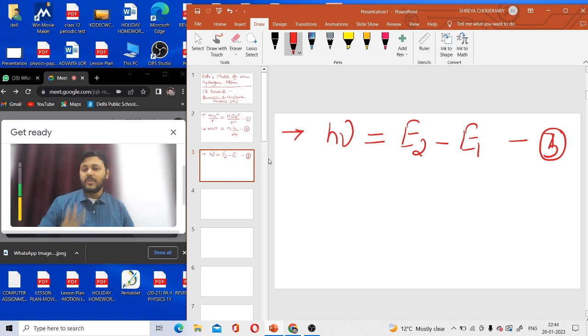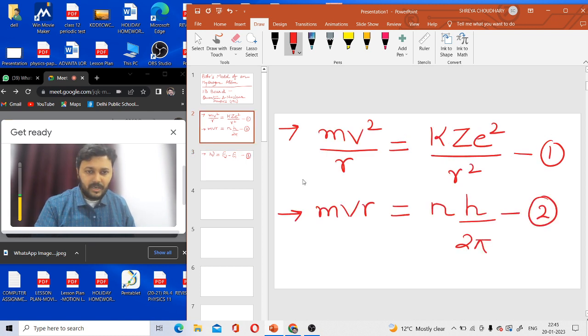So we got three equations. The first equation is related to the centripetal force and the electrostatic force. The second equation is related to the angular momentum and the integral multiple of h upon 2 pi, whereas the third equation is related to the release or absorption of energy whenever an electron jumps from a lower energy level to a higher one or vice versa. Now we need to find the value of r, the radius of the circular path in which the electron is revolving. Let us find the value of r from equation number 2.